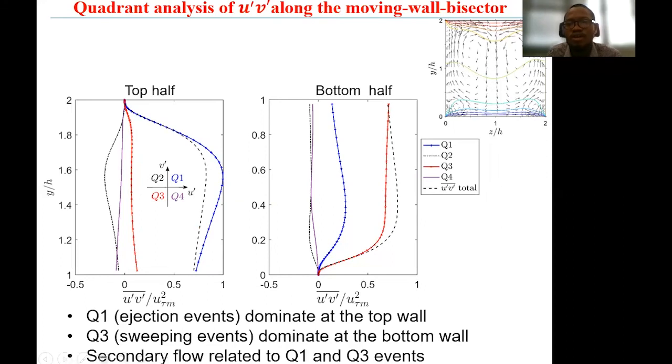And if we consider the secondary flow pattern, we see that at the top half of the duct, where ejection events dominate, the secondary motion is convecting momentum away from the wall, while at the bottom half of the duct, where you have sweeping events, the secondary flow is carrying momentum towards the wall. So the secondary flow pattern is related to the ejection and sweeping events.